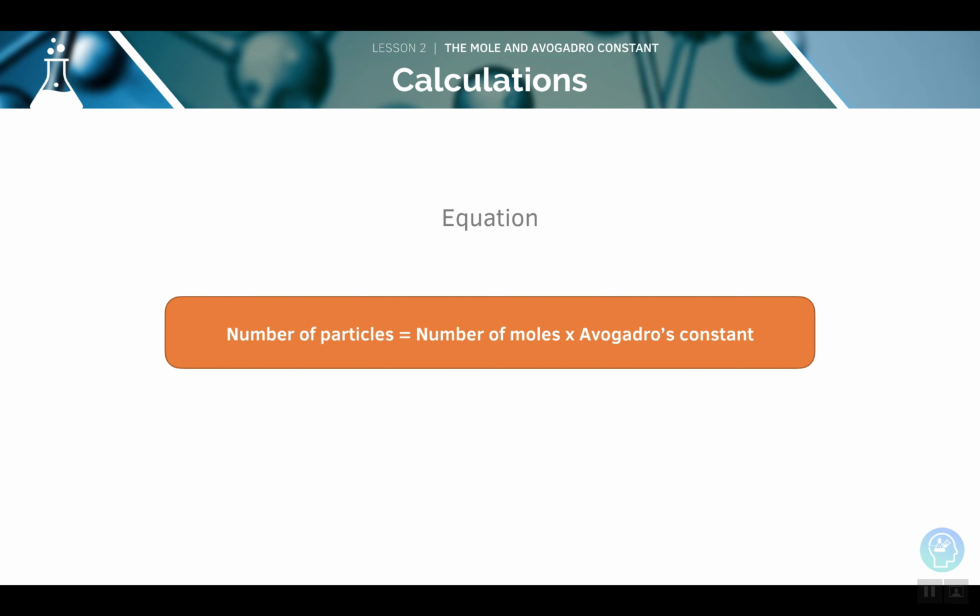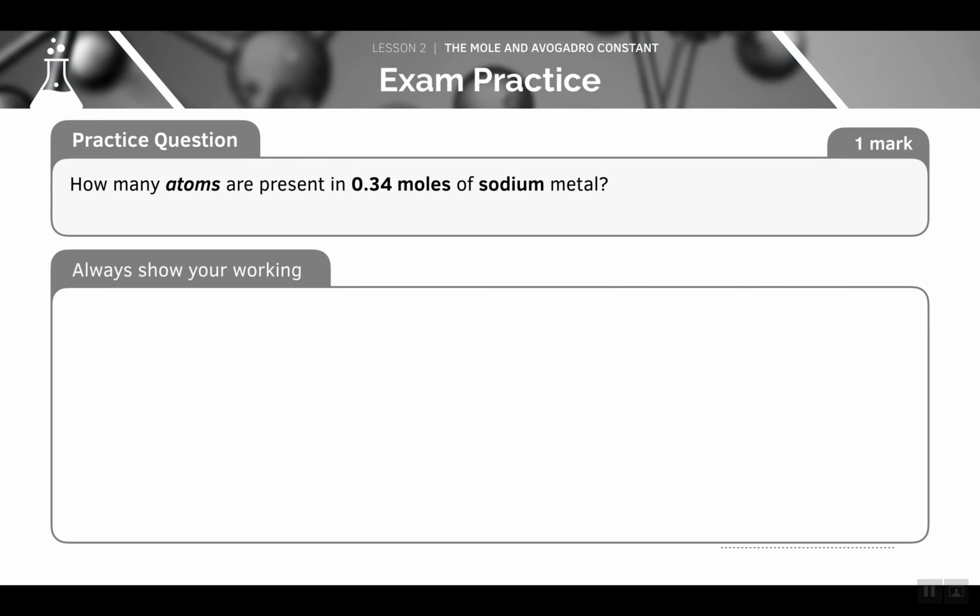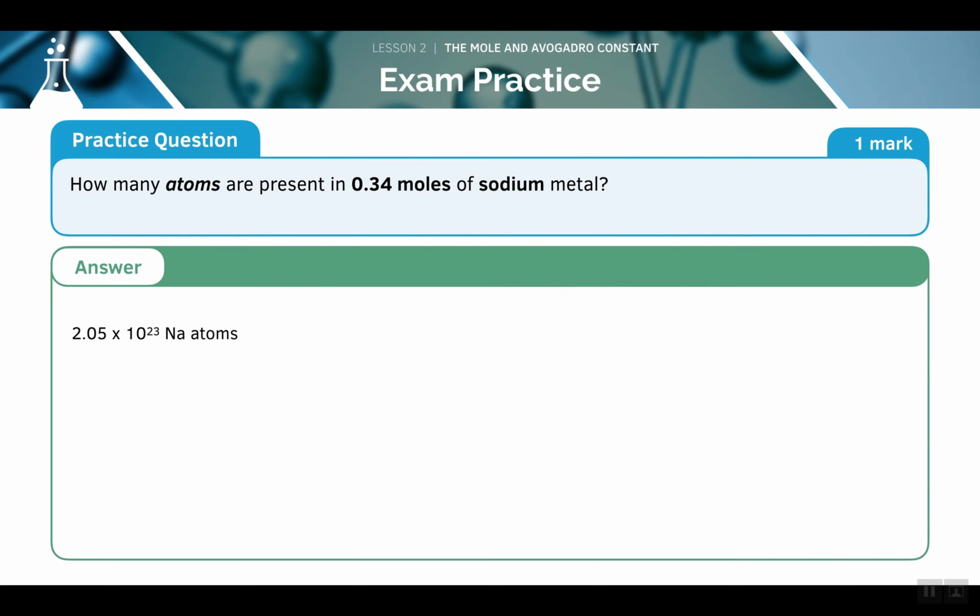Let's have a go at this exam question. Pause the video now and see if you can attempt it. The answer to this question is 2.05 times 10 to the 23 sodium atoms. Let's work through it together step by step to see how we reach this.